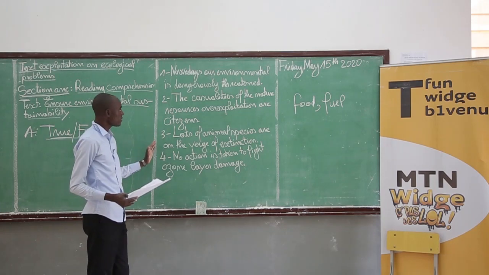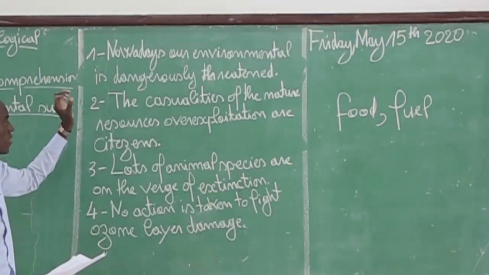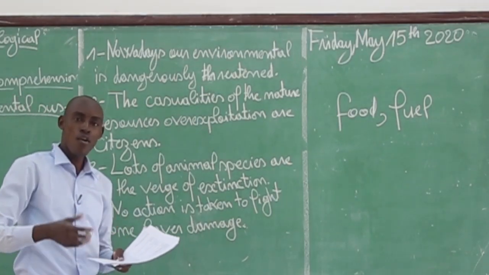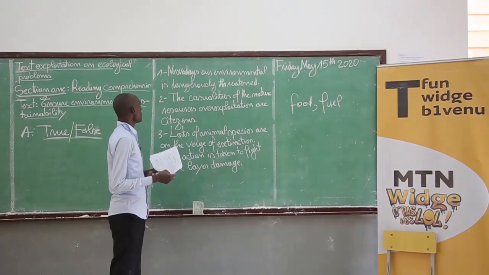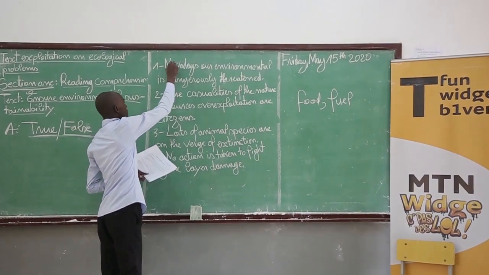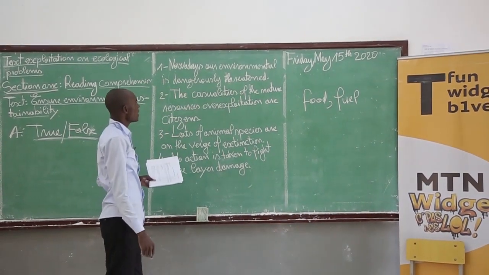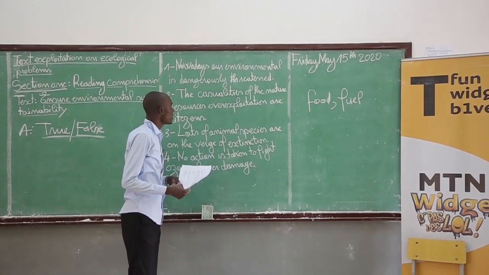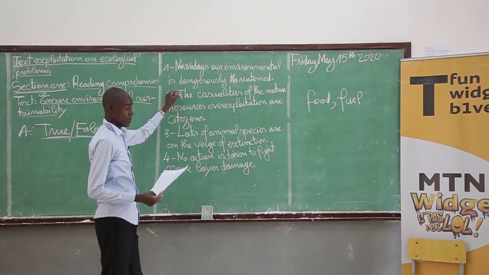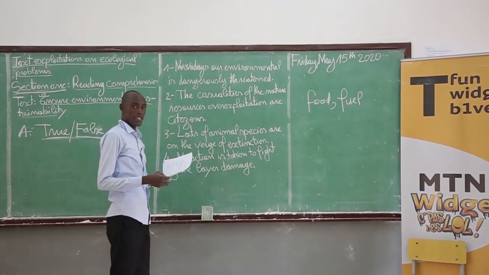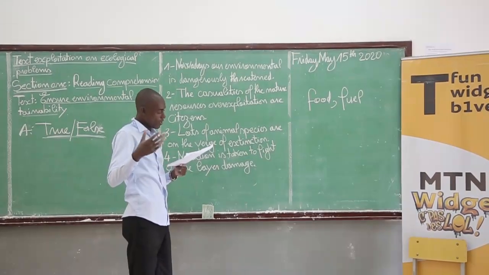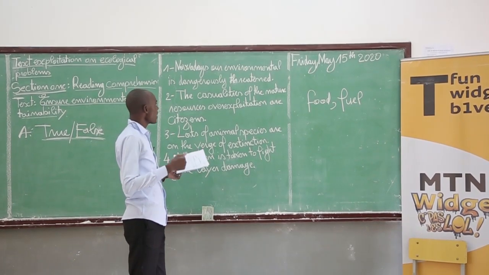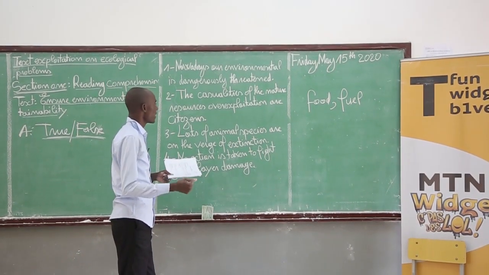The instruction is to say if these sentences are true or false. Let's start. The first statement says, nowadays our environment is dangerously threatened. Now, dear learners, according to you, is this sentence true or false? Try to give an answer.